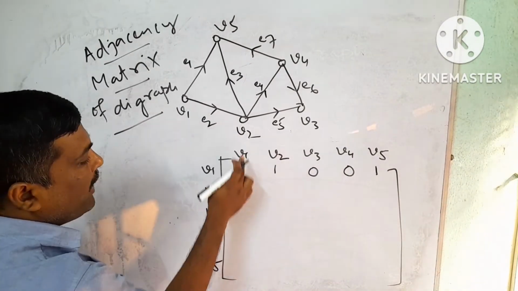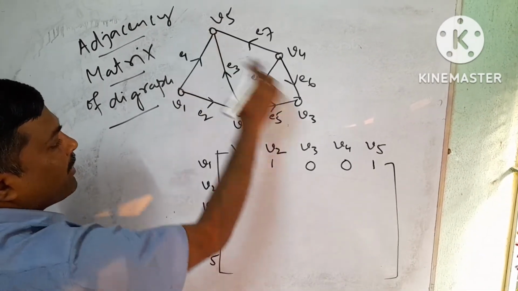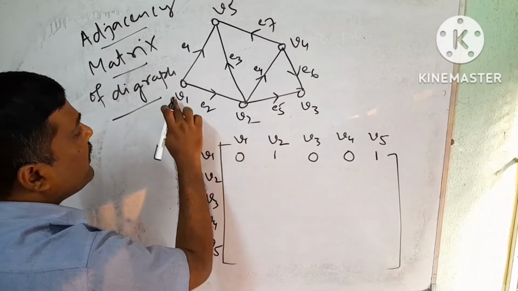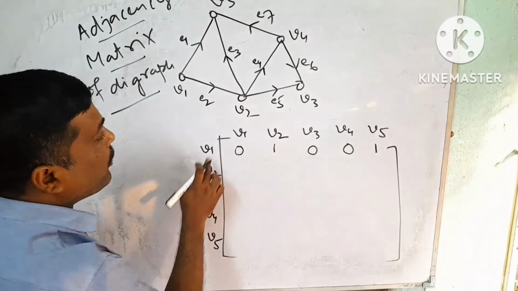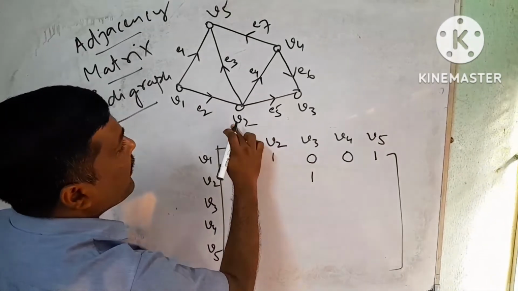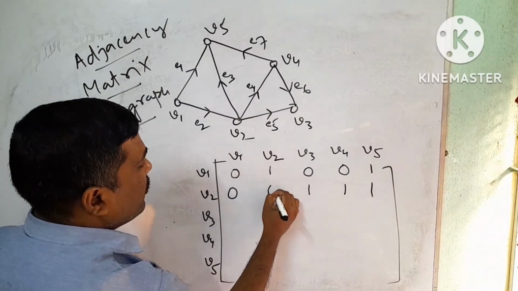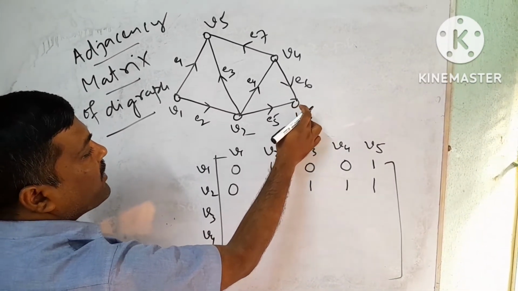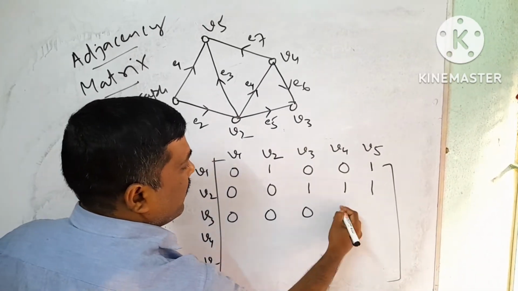So from V1 to V2, we have one edge, so right here 1. V1 to V5, right here plus 1. For all other cases, it is 0. Okay, now V2. Incident out from V2, V2 to V3, 1, V2 to V4, 1, V2 to V5, 1. For all other cases, it is 0. Okay, now V3. Incident out from V3, there is no edge. So for all cases, 0.